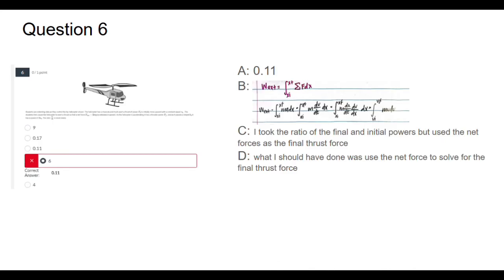Number 6, I took the ratio of the final initial powers, but used the net force as the final thrust force. What I should have done was use the net force to solve for the final thrust force. You can see in my notes an equation that I probably could have used, but I did not. So the correct answer is actually 0.11 and not 0.6, or 6 as I put.